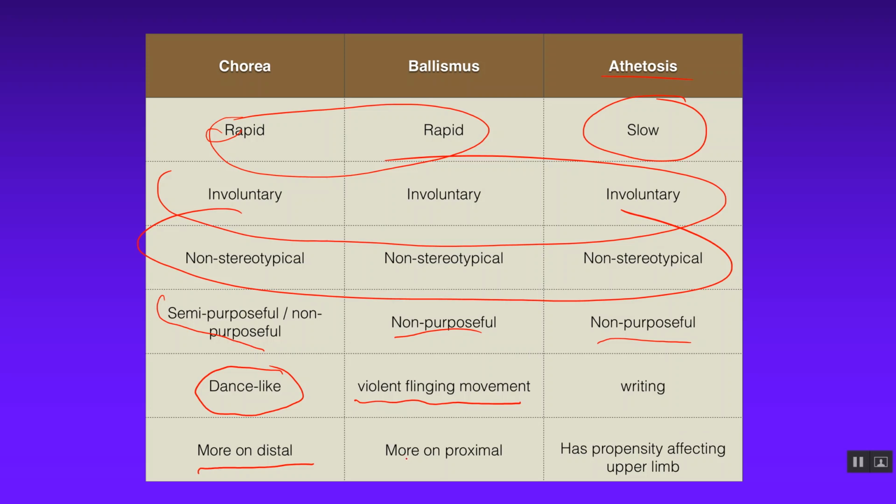And then athetosis is more of a writhing motion. That should say writhing instead of writing, though it often looks like they're writing when they're writhing. You'll see a picture of the person. It has a propensity to affect the upper extremity. So it's slower, it's writhing, and it tends to affect the upper limb.